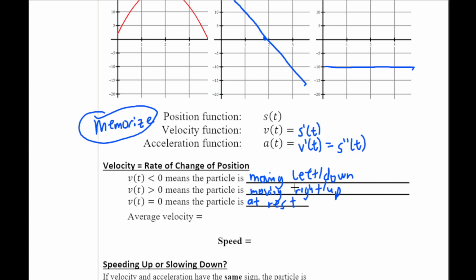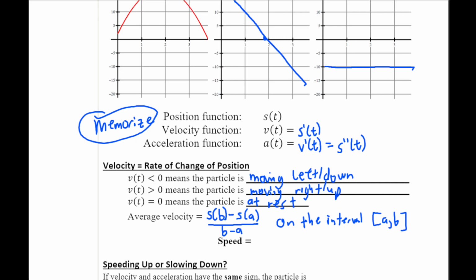To calculate average velocity, it's the same thing as the average rate of change. Average velocity over a time period is like y2 minus y1 over x2 minus x1, just in the context of the position function and the physics problems. Should look really familiar. And this is on the interval a, b. So if they ask you for the average velocity from the 1 second mark to the 5 second mark, you take your positions, subtract them, and then subtract the times there.